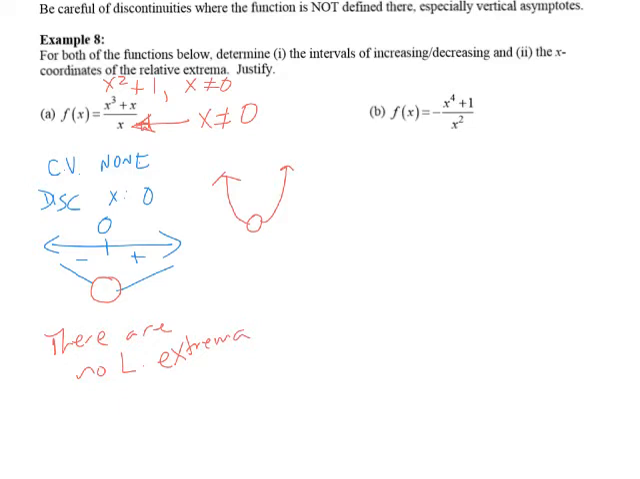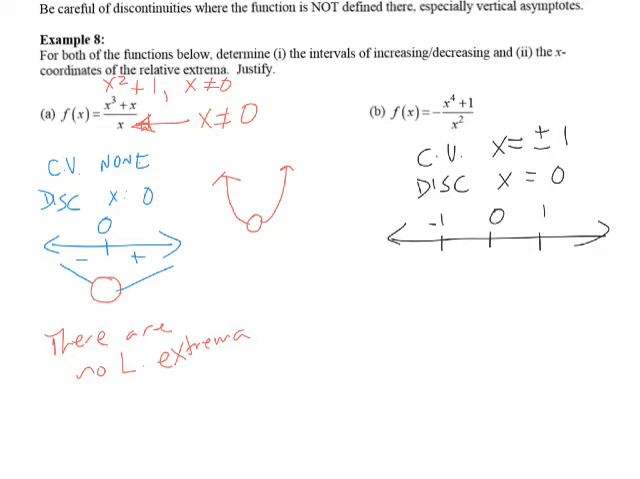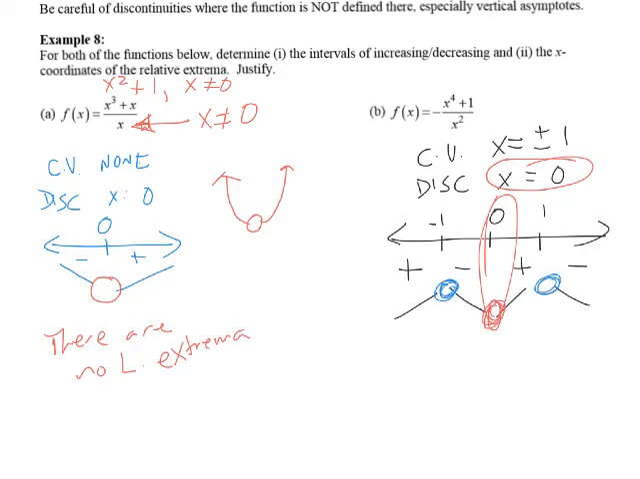Taking a similar approach on part B, we take the derivative and set the derivative equal to 0, and we find in part B that there are critical values at x equals plus and minus 1, and we have a discontinuity at x equals 0. When we draw our number line chart for this, we get negative 1, 0, and 1. Our function goes positive, negative, positive, negative. So we have something like this. But our discontinuity is at x equals 0, so this is not a minimum, and we only have local maximums.